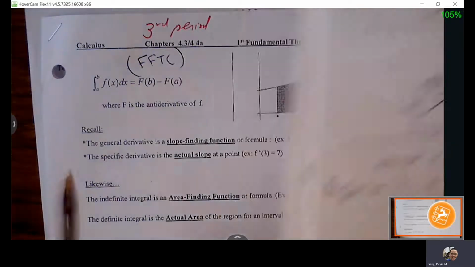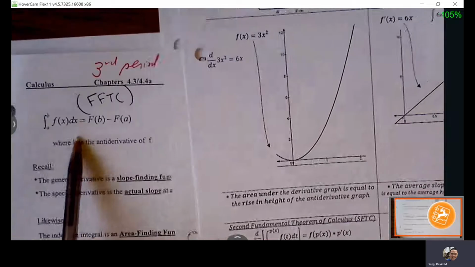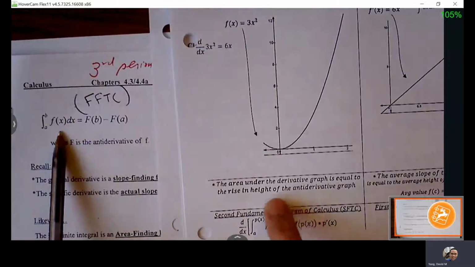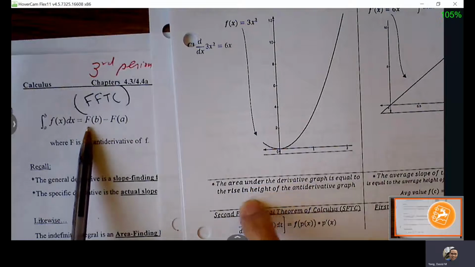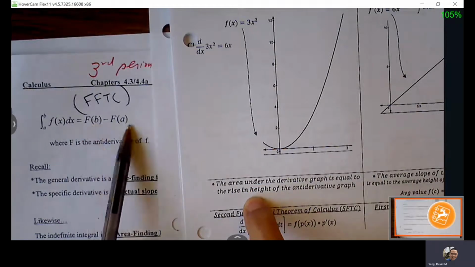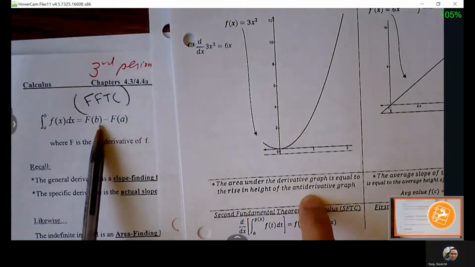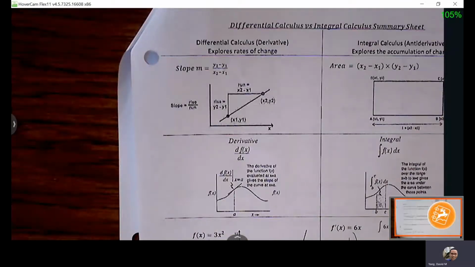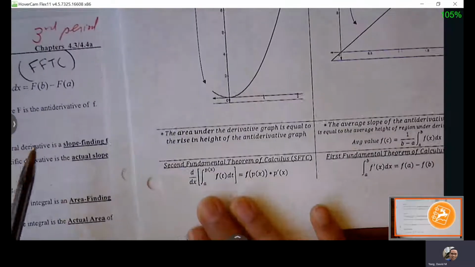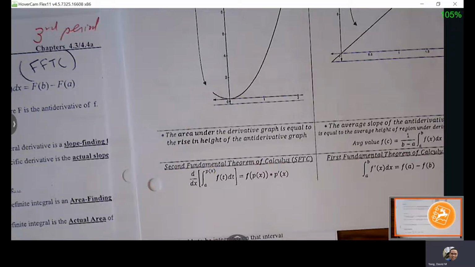Okay, so that just highlights the fact that this is basically spelling out this, is that the area under the derivative graph is equal to the rise in height, or the difference in height, in the antiderivative graph. Okay. So that's really the first theorem of calculus right here. Yes, this is on your page 3. I'll highlight that.